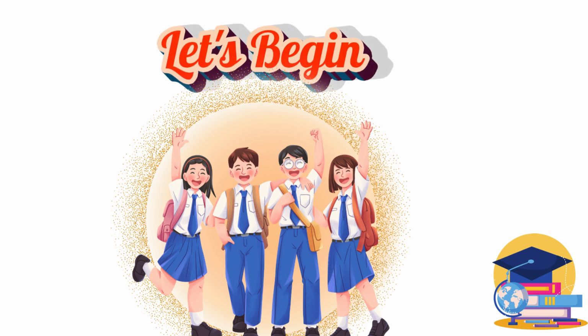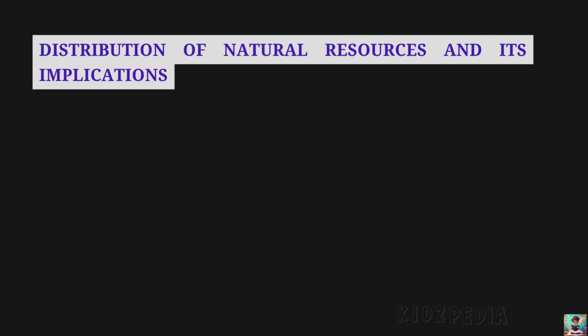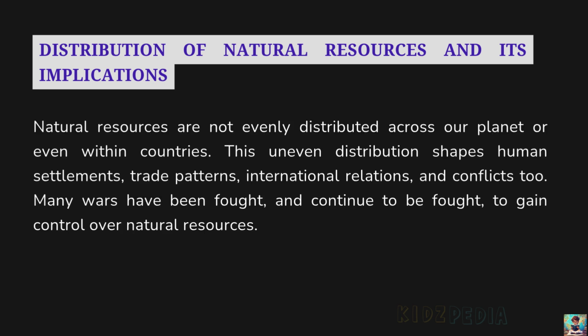So, let's begin. Distribution of natural resources and its implications. Natural resources are not evenly distributed across our planet or even within countries. This uneven distribution shapes human settlements, trade patterns, international relations, and conflicts too. Many wars have been fought and continue to be fought to gain control over natural resources.